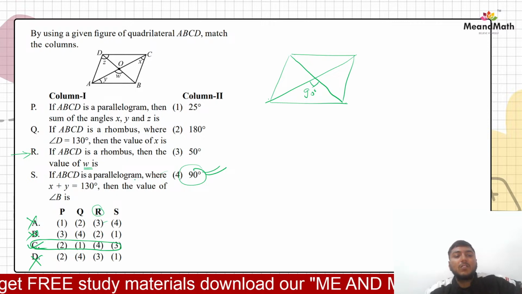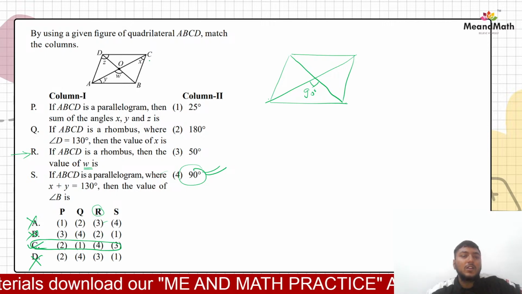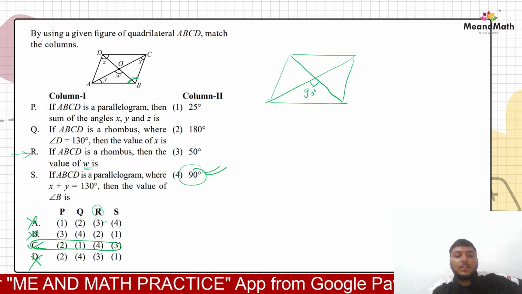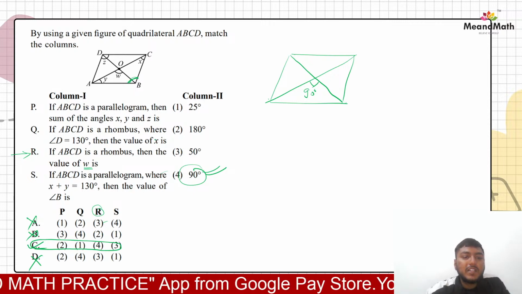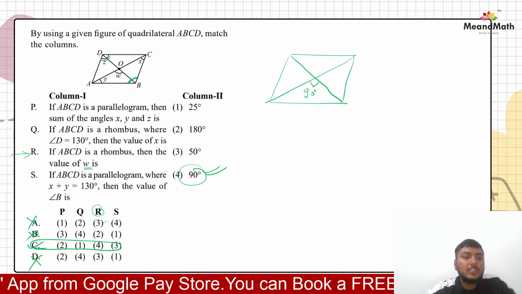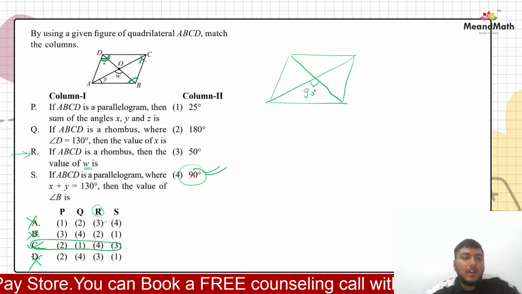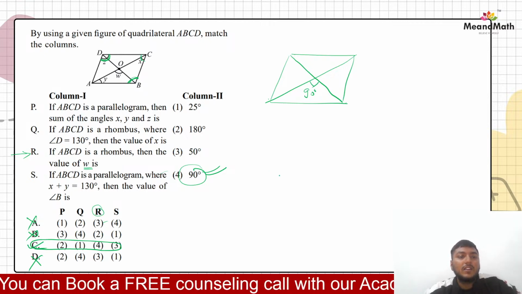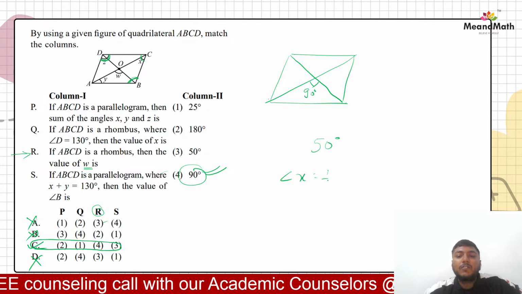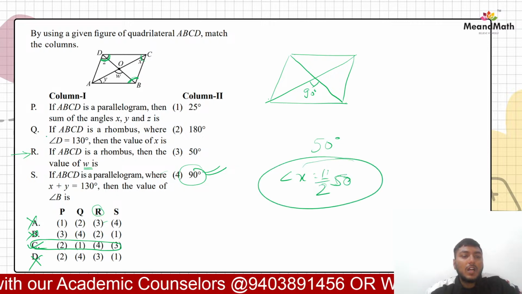If ABCD is a parallelogram where x plus y is 130 degrees, so we can easily calculate the value of angle B using angle sum property, right? Now, if ABCD is a rhombus where angle D is equal to 130 degrees, so the value of x would be what? The co-interior angles, half, right? Because angle C would be the co-interior angle. So that would be 50 degrees. Now angle x would be half of 50, so it should be 25. Yes or no? See how easy these questions are.